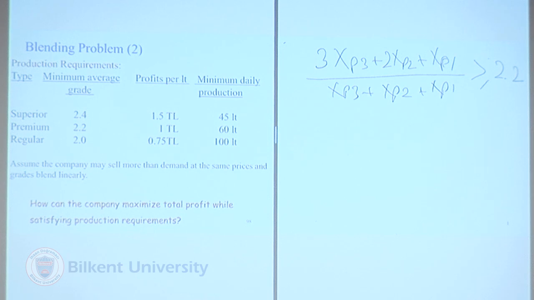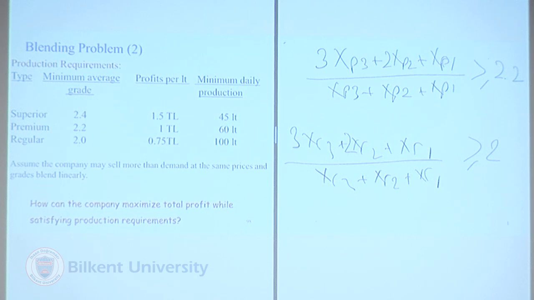Okay? And we're going to write the same for regular 3, regular 2, regular 1, with 3, 2, and 1 divided by 3, 2, and 1. We don't have an upper limit. Does it affect the objective function? The objective function maximizes my profit. So if it is greater than 2.4, it will be superior anyway. It will count in the superior.